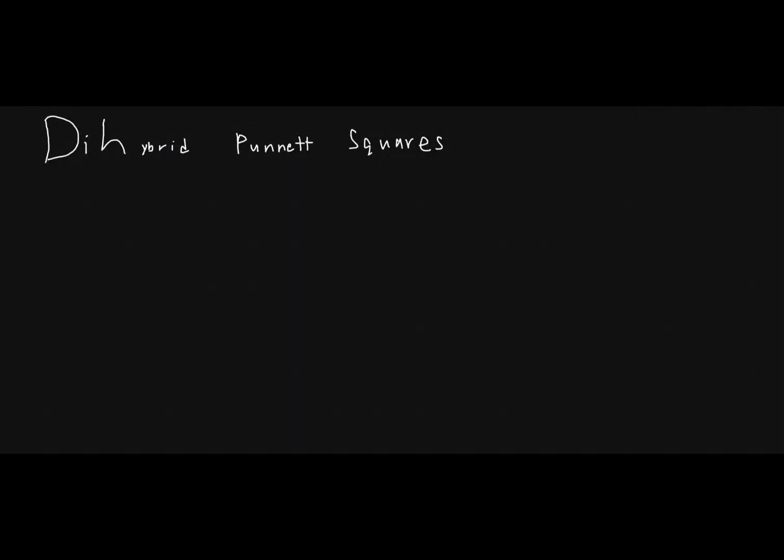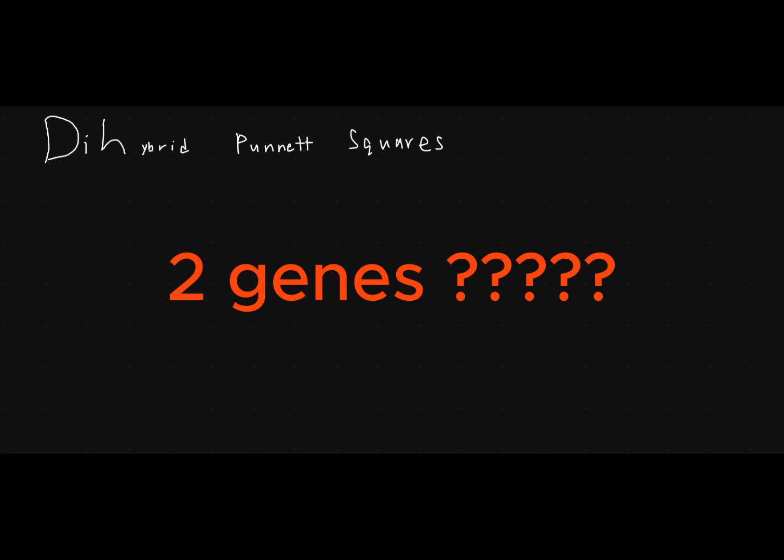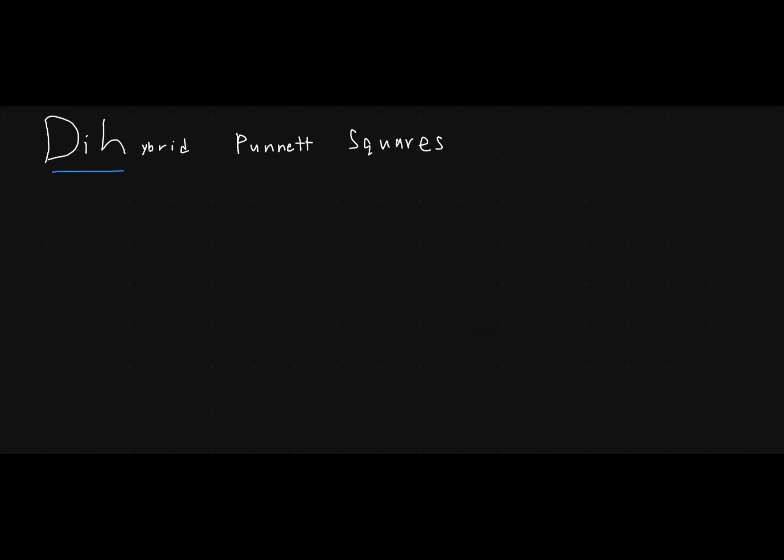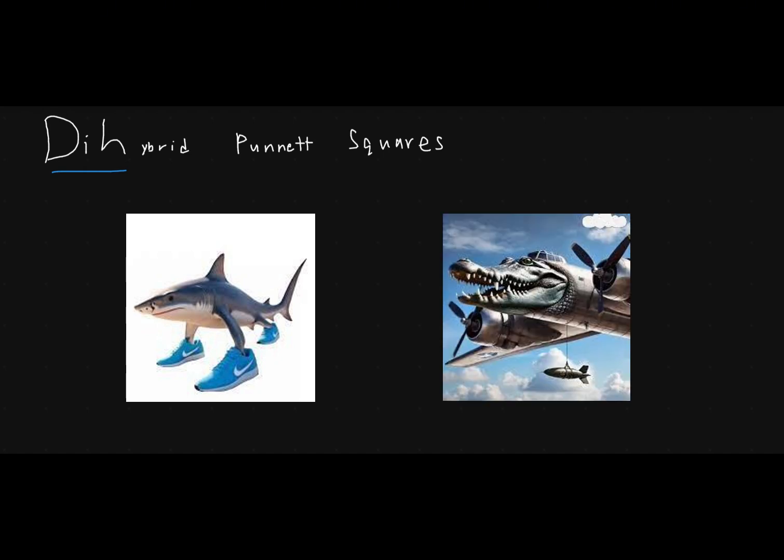Now that you know how to set up a Punnett square with one gene, one might ask, what if we're looking at two genes at the same time? This is where a dihybrid Punnett square comes in. To set up a dihybrid square, let's consider our friends Tralalero Tralala and Bombardino Crocodilo.